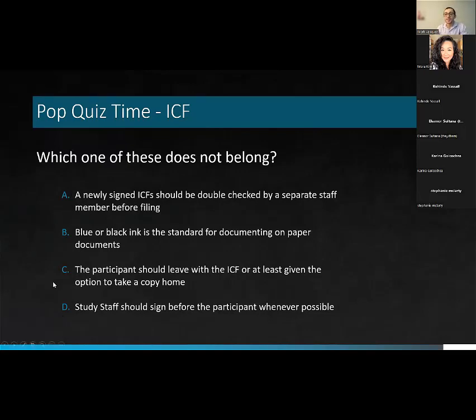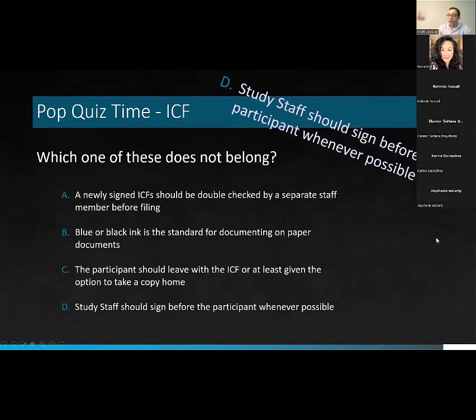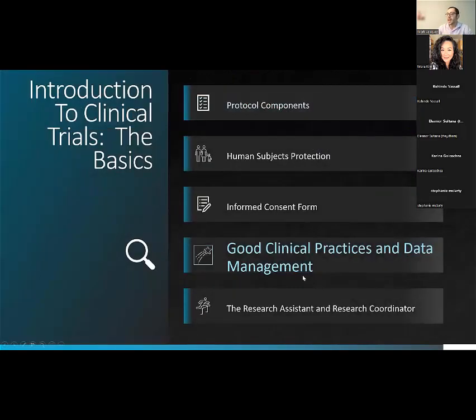Okay, so this answer is D. So study staff should sign before the participant whenever possible. That is false. These other statements are true in regards to the informed consent form. So the informed consent form has a lot of signatures, has dates, and this collection of how to document is good clinical practices, and that was the answer. And that's what we're covering next.